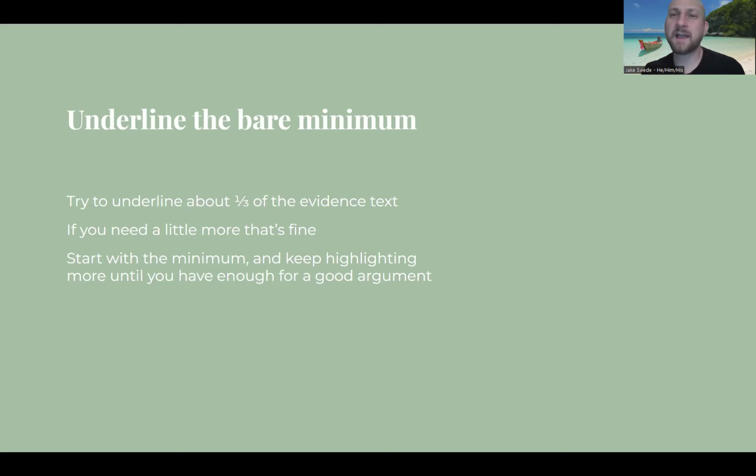For most cards, we want to highlight about 1/3 of the evidence text. Half is probably okay also if each card is about a page long. But 1/3 is good. So start with the minimum. That's probably going to be 1, 2, 3 sentences. Maybe underline a little bit more than that, but keep working your way up, underlining more and more of the necessary stuff until you get to about 1/3, or, if you feel you need more to explain the concept and make the argument, about half.